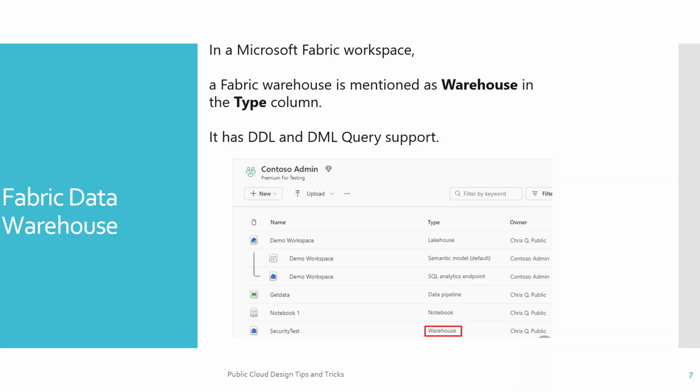Now, in the Microsoft Fabric workspace, we already discussed a few months back what a workspace within Microsoft Fabric is. Within the workspace, a Fabric warehouse always has the type warehouse. If you go to the workspace and drill down a little bit, it looks somewhat like this. If you see here, the security test is of type warehouse. So that is how it is visible.